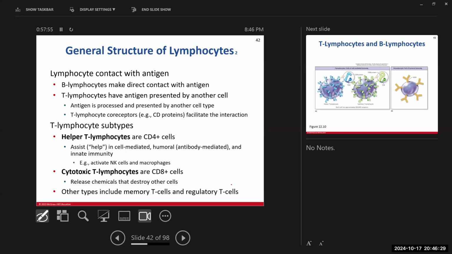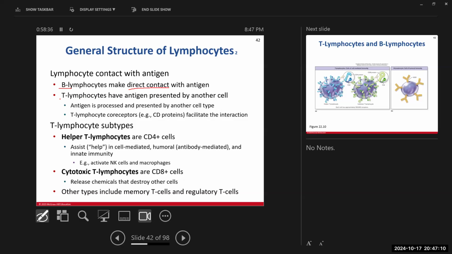Okay, so let's talk about our lymphocytes. Keep in mind, there are two types of lymphocytes that we're going to be discussing, the B-lymphocytes and the T-lymphocytes. We'll get into much more detail later in this chapter about the specific ways that B-lymphocytes interact. But for right now, just understand that a B-lymphocyte is going to make direct contact with the antigen. They're that frontline soldier out there actually fighting in the battle. So they make that direct contact with the antigen, and they can initiate the immune response that way.